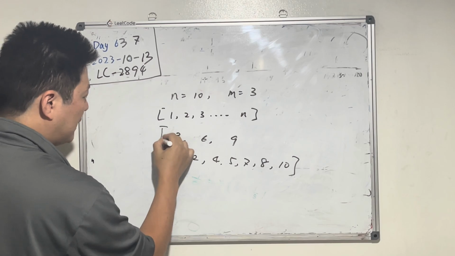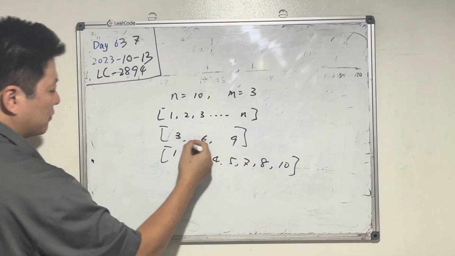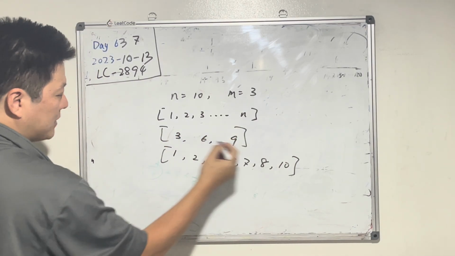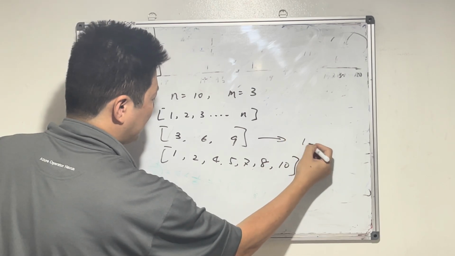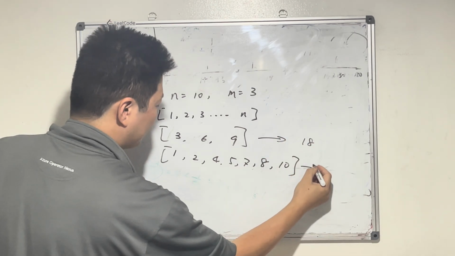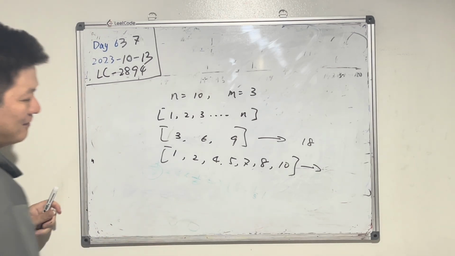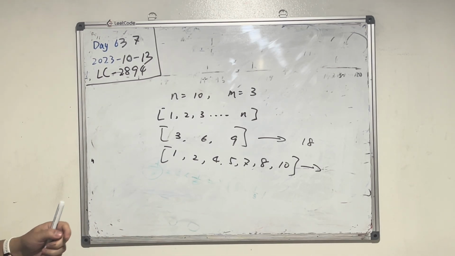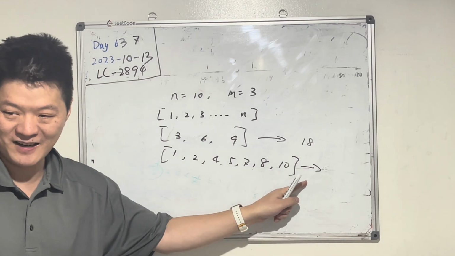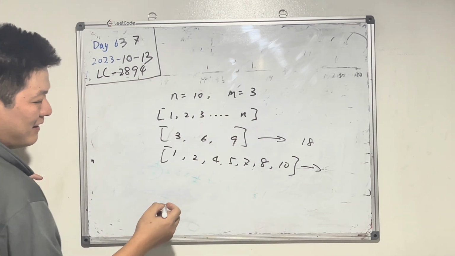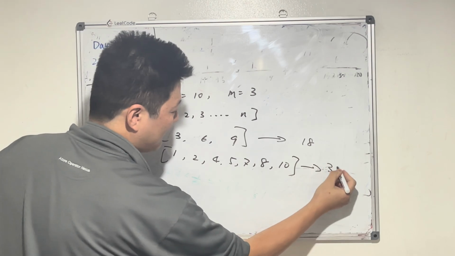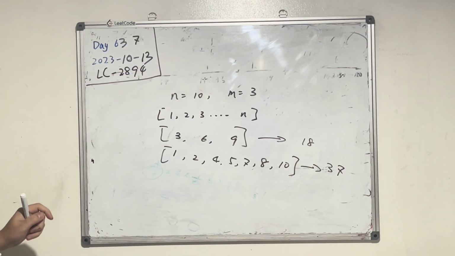So if we sum up these two arrays, what's the sum? 18, right? How do we find out the sum? We can add these, right? 37. How do you know 37? I added them all up. Yeah, add it up.